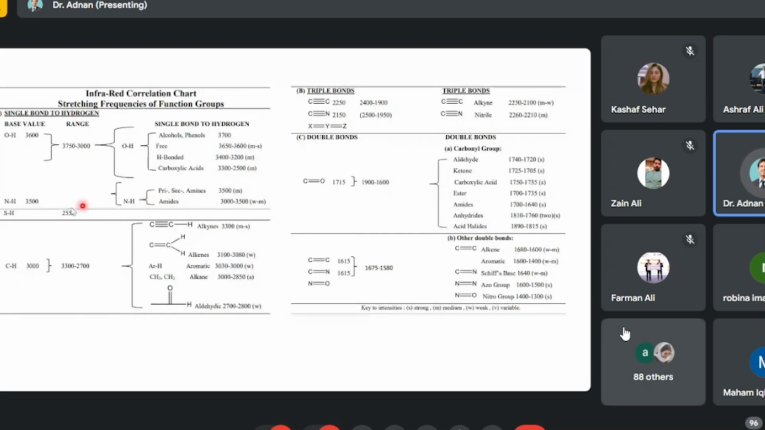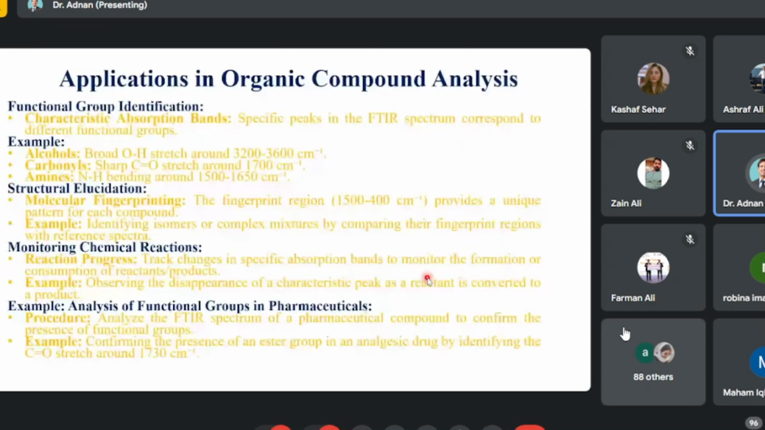Thus for amines, thiols, and other substances, you can measure from this table. This is the table taken from the Pavia book, which is used for the characterization of various functional groups in the FTIR region. So you can apply the FTIR spectra for the determination of organic substances.